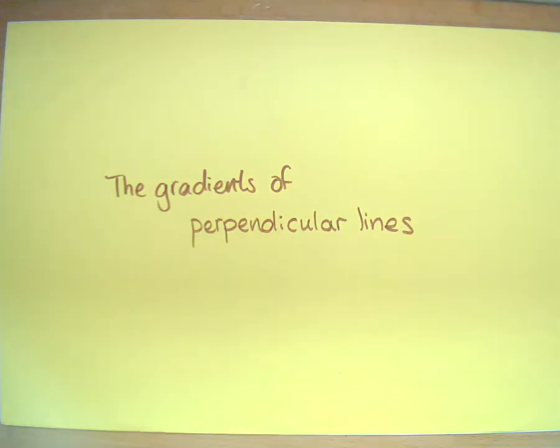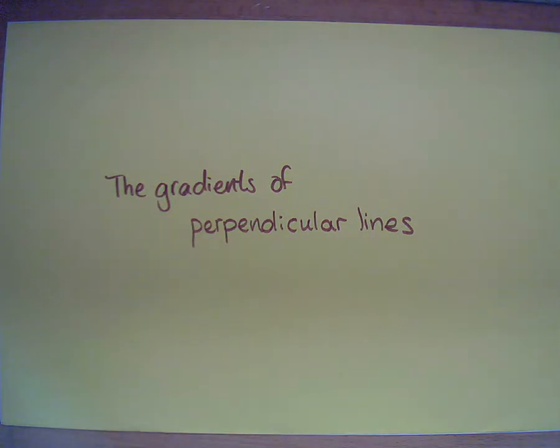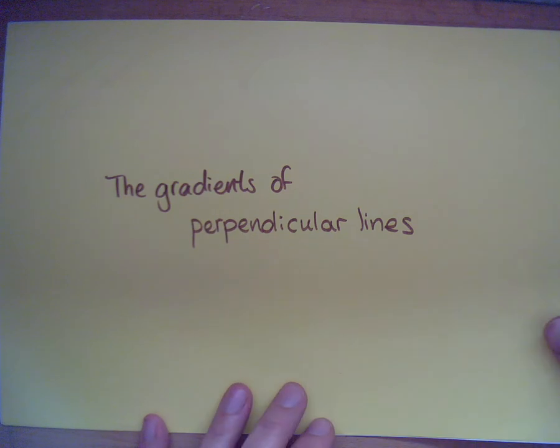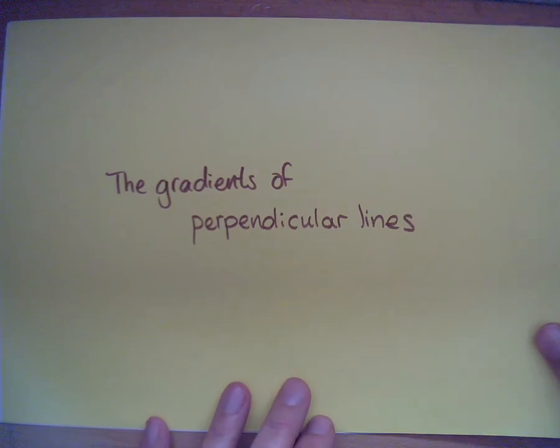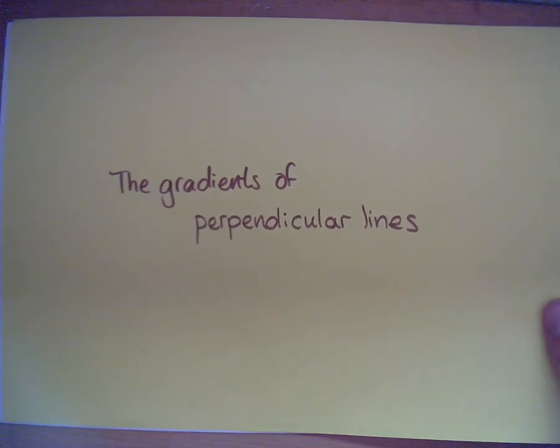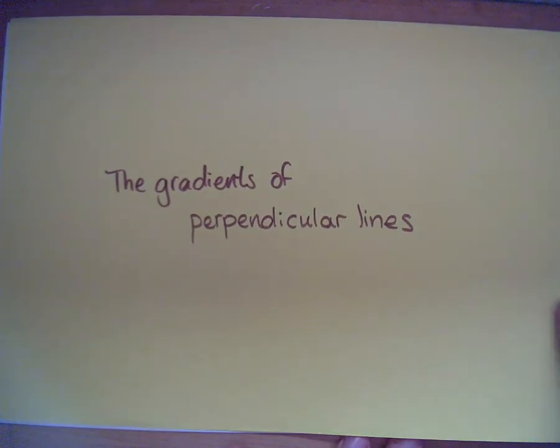Welcome. Today we're going to talk about the gradients of perpendicular lines. Gradient is the British term for slope. Slope is the American word for gradient. We're going to look at what we can say about the gradients of perpendicular lines.